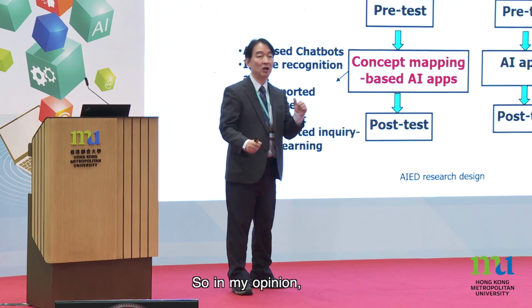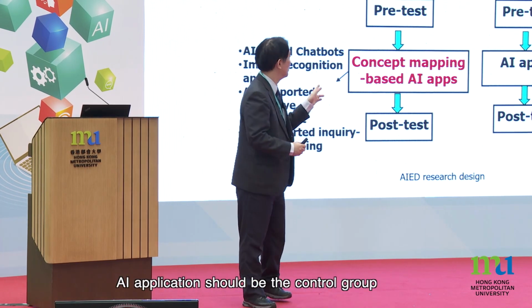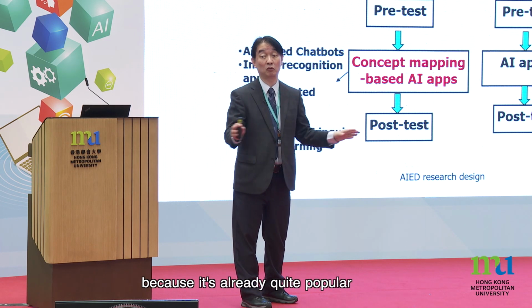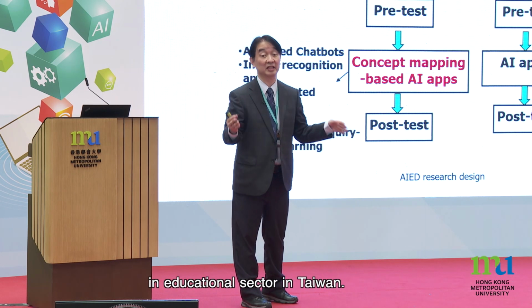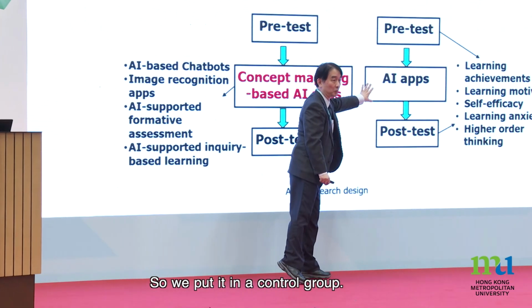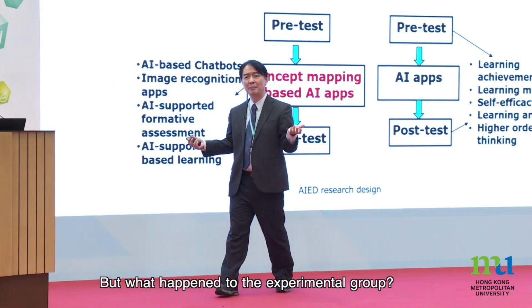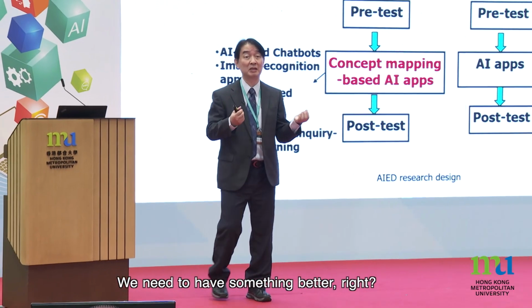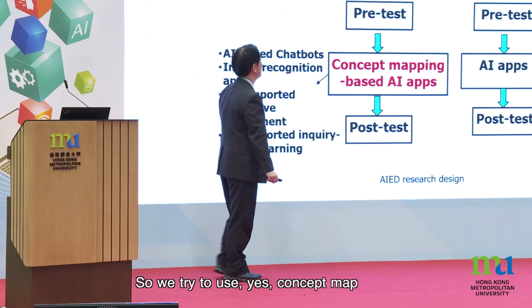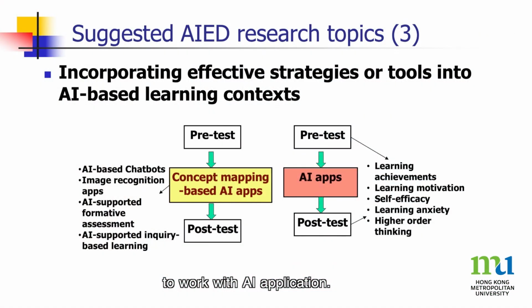So, in my opinion, the AI application should be the control group because it's already quite popular in the educational setting in Taiwan. So we put it in the control group. But what happened to the experimental group? We need to have something better, right? So we try to use a concept map to work with the AI application.